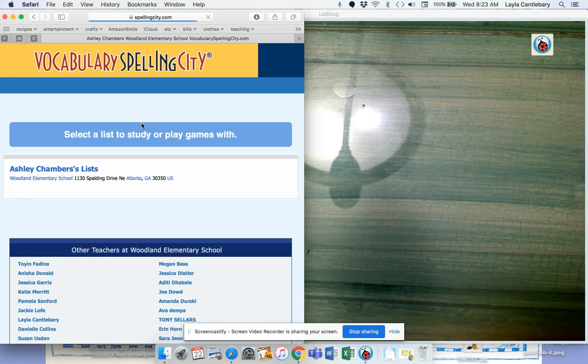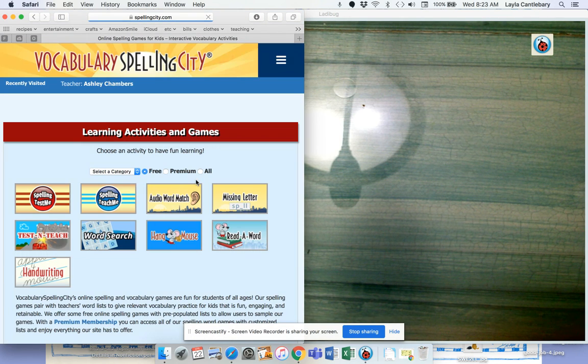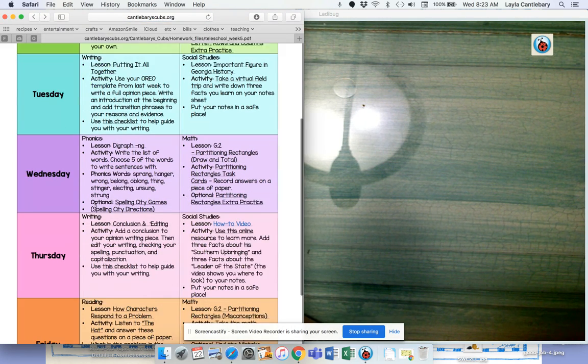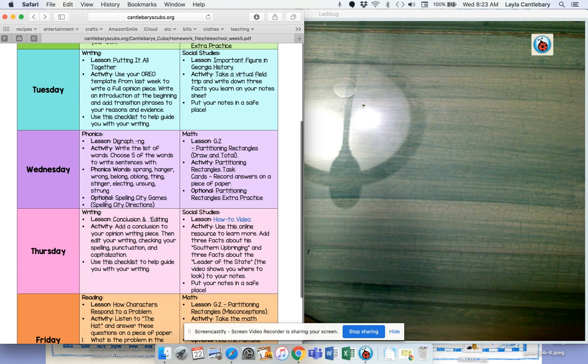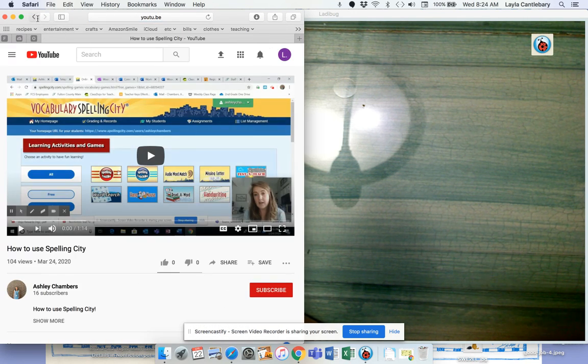And then if you'd like, you could come here to the Digraph NG. You could play some games on Spelling City to help you learn about that. Now, that's optional. You do not have to. But it's a fun way to practice. All right. And if you don't understand how to use Spelling City, you could click here and you can go to the directions that Miss Chambers made.